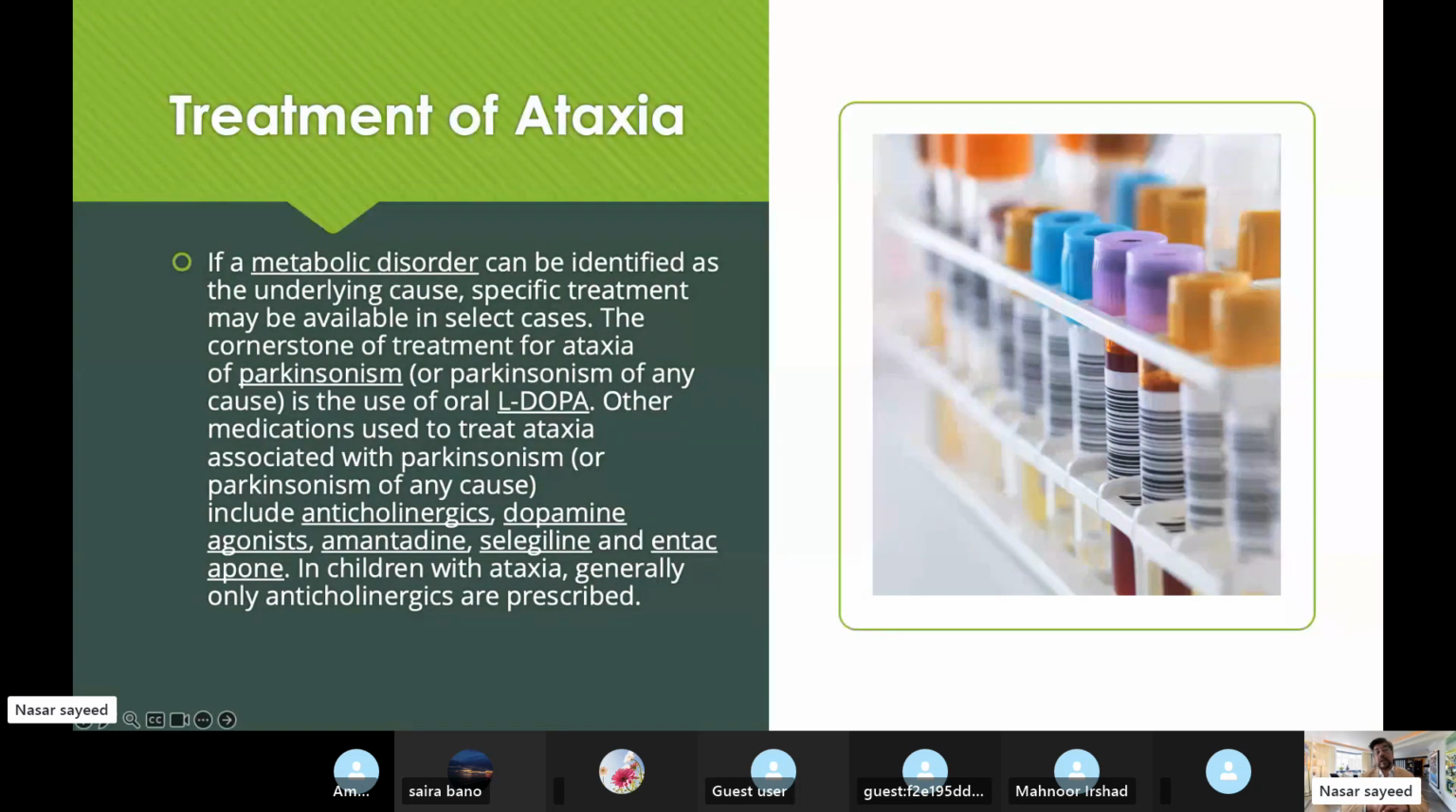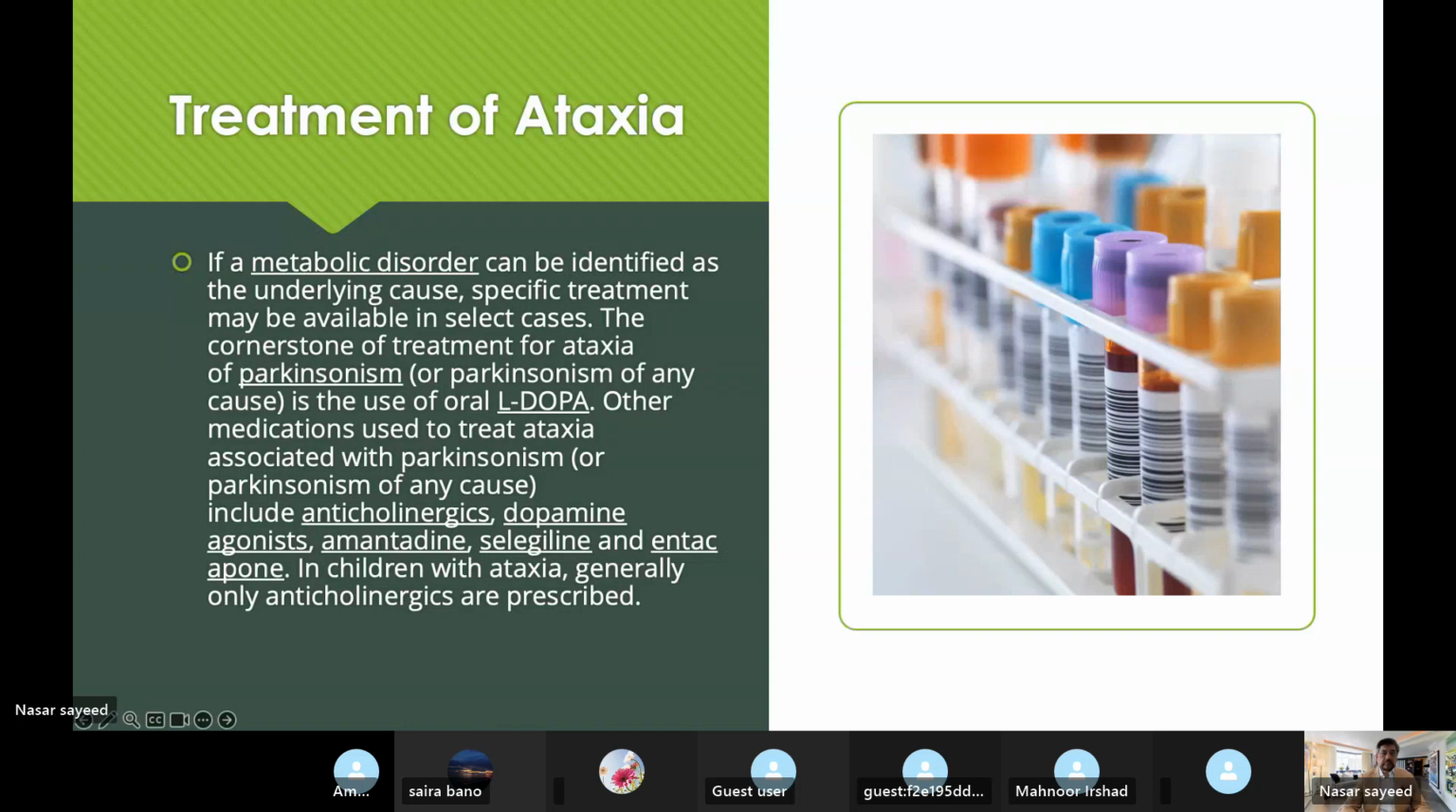First, we have to rule out the metabolic disorders. Second, we have to rule out Parkinsonism. Third, we have to make sure that they are not taking any medications other than that. And if we have to prescribe any medication, mostly they are anticholinergics, dopamine agonists, amantadine, selegiline, and entacapone. All of these medications are available in the market in Pakistan, except for amantadine, which is relatively short, but they are available.